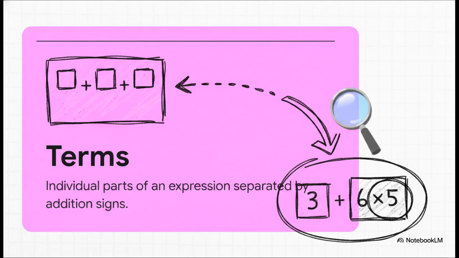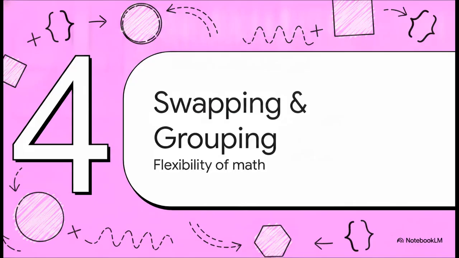So in an expression like 3 plus 6 times 5, that 6 times 5 is one single term locked together. Always evaluate the locked boxes first, then add it all up. Which brings us to Section 4, swapping and grouping.